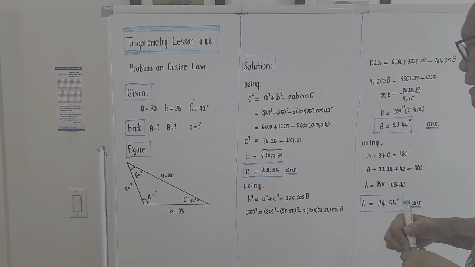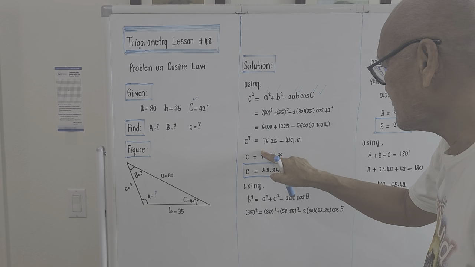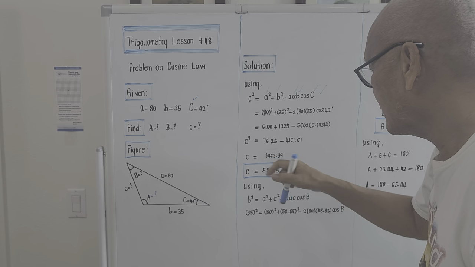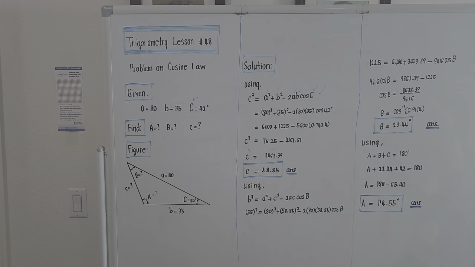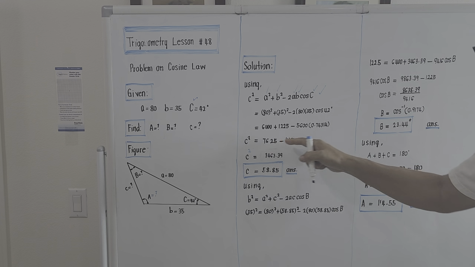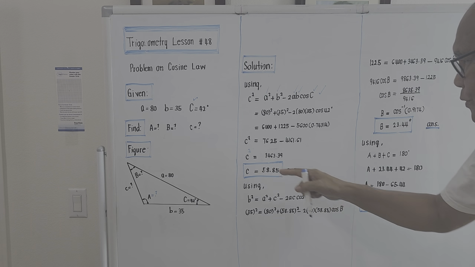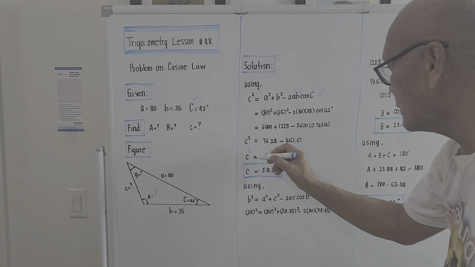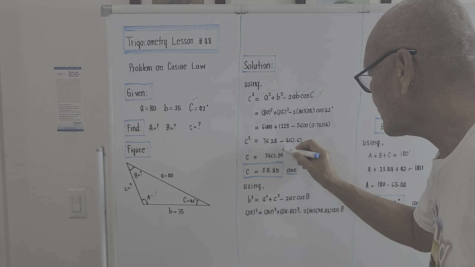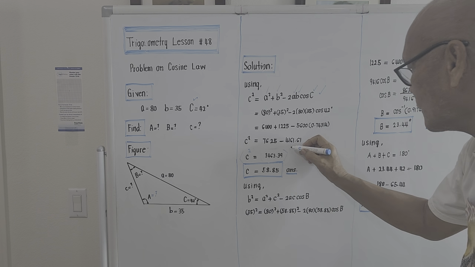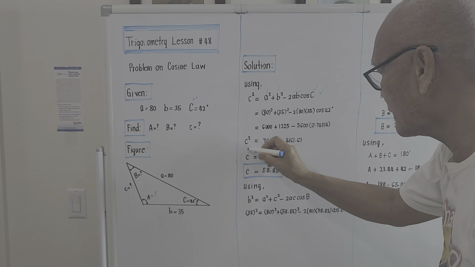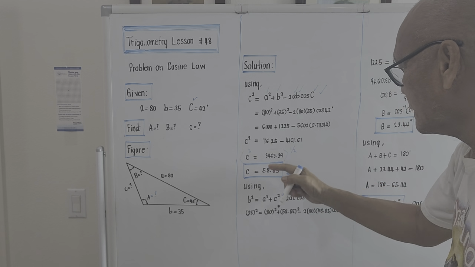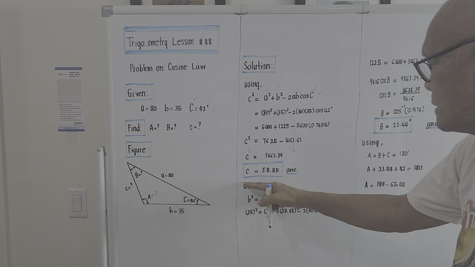Taking the difference, it was originally like this. This is still c square, right? The difference of 7625 minus this is 3463.39. And to compute for the value of c without the power 2, we must raise both sides to the 1/2. So the left hand side, these two here, cancel with this. What remains on the left will just be simply c.